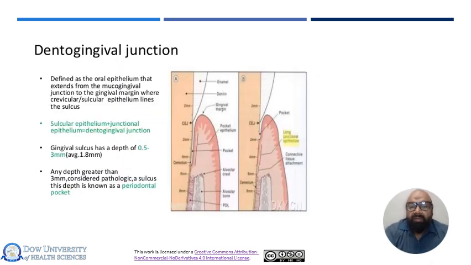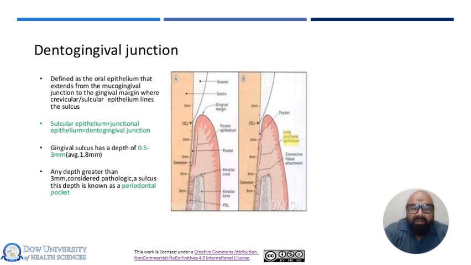So we have discussed so far the mucocutaneous junction that is represented by the outer side of the lip and the inner side of the lip. Then we looked at the mucogingival junction that was shown by the junction between the attached gingiva and the alveolar mucosa. Now, finally, we have the dentogingival junction.